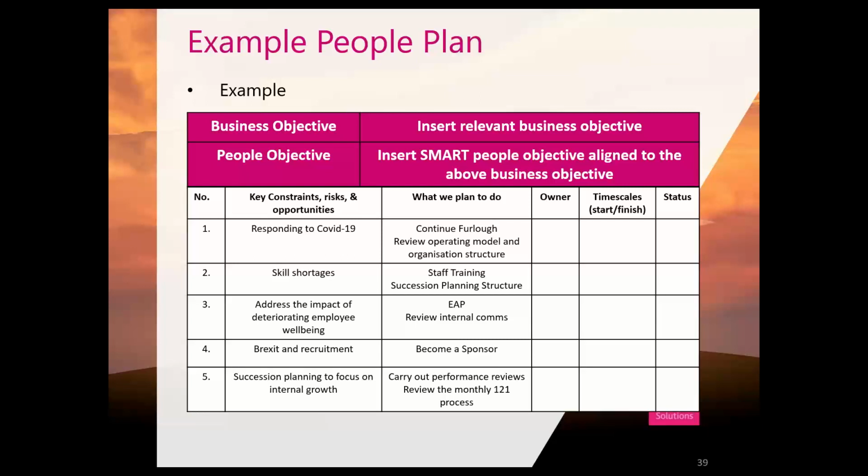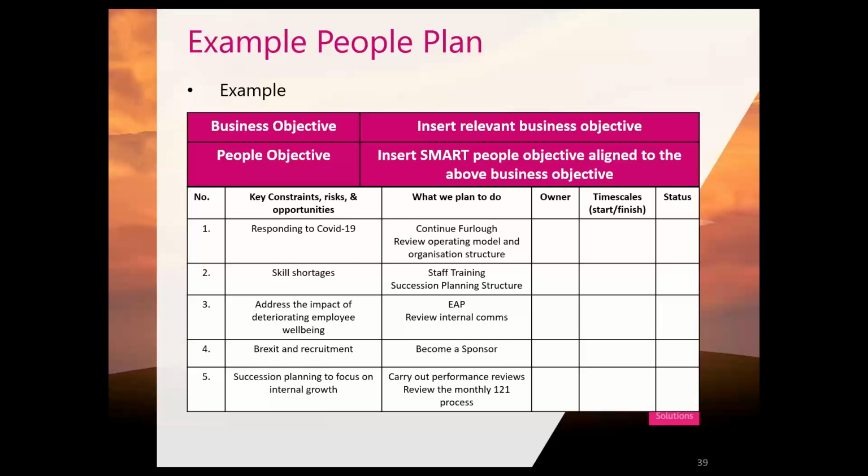This is the format that I used early on in the webinar. Always be sure to have the business objective at the top, because that's what the content has to align to. Remember, you can't achieve your business objectives or success if you haven't got the right people in place in terms of skills, etc. So it has to be aligned. And then it's about stipulating a SMART people objective that is aligned to the above business objective. And here are some examples.